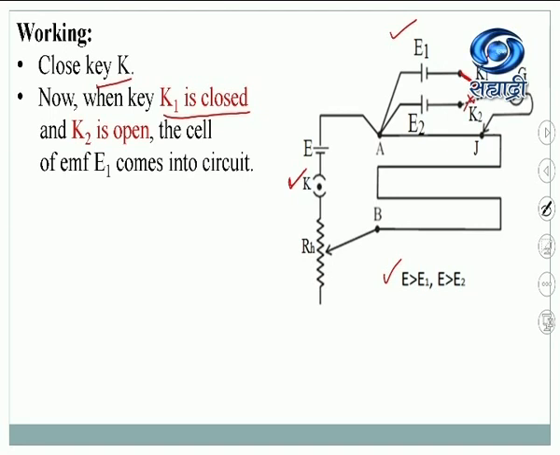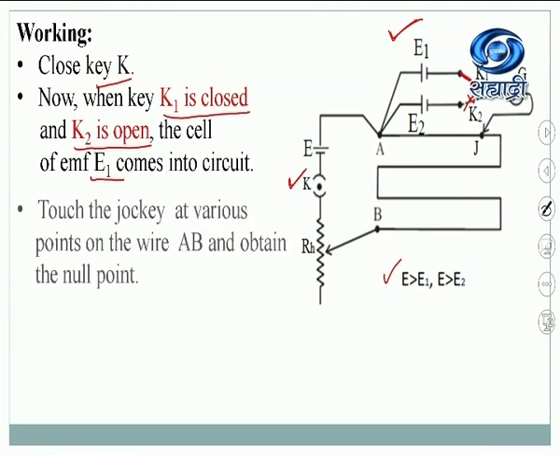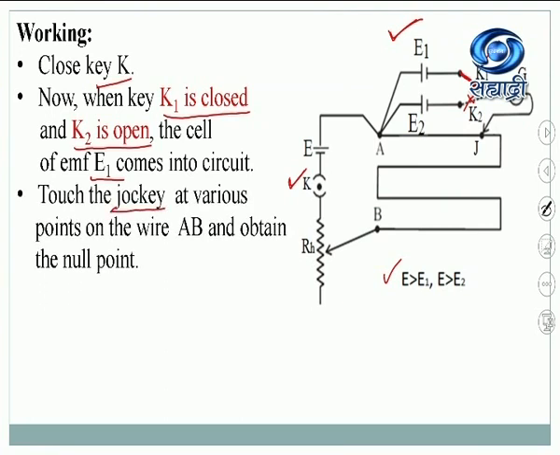So when we close K1 and K2 is open, K2 is open means no current flows across the other path. The cell having EMF E1 comes into the circuit. So this is E1, it is in the circuit. Now, touch the jockey at various points on the wire AB and obtain the null point. This is our jockey. You touch that jockey at different points on the wire and obtain the point at which the galvanometer shows zero deflection. This is my balancing point, that is called the null point.